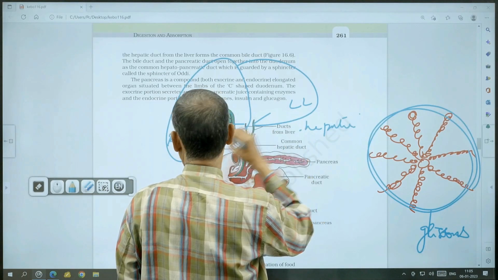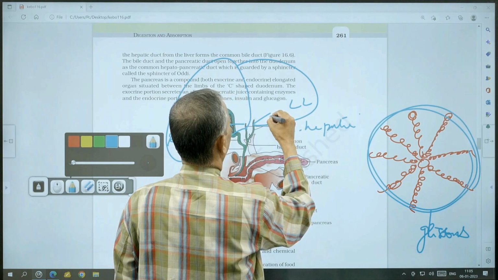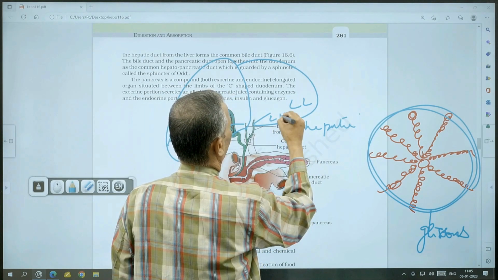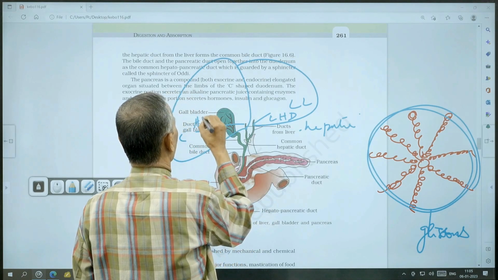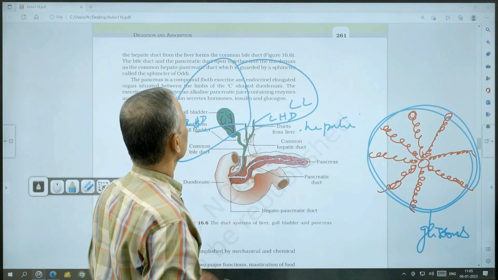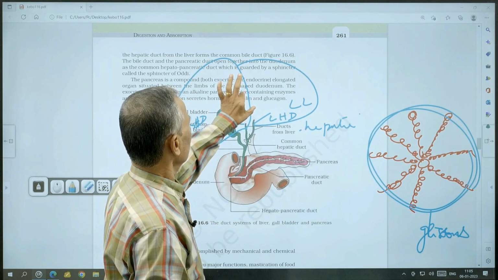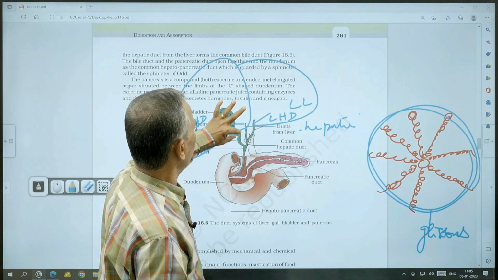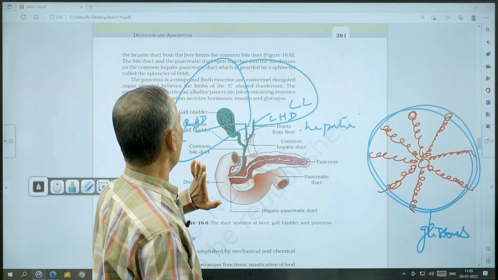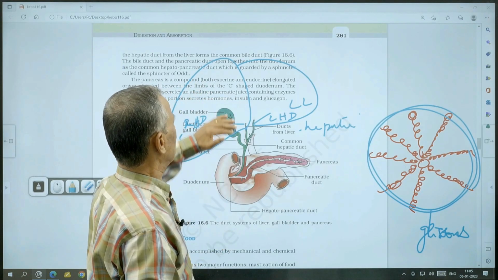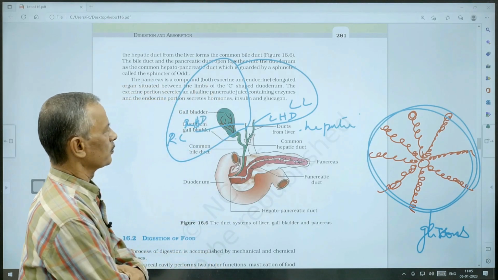This is the left hepatic duct and this is the right hepatic duct. These two join to form a common hepatic duct. The bile secreted from the liver will be carried through them and will be stored in a small bladder called the gallbladder, which is lying lower to the right lobe.